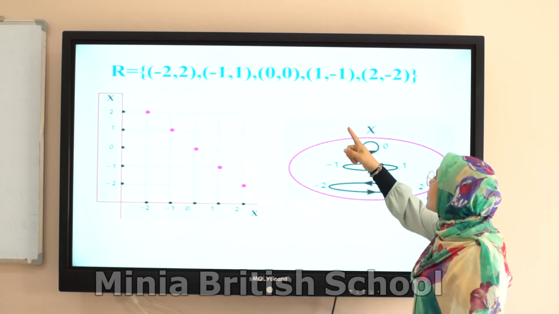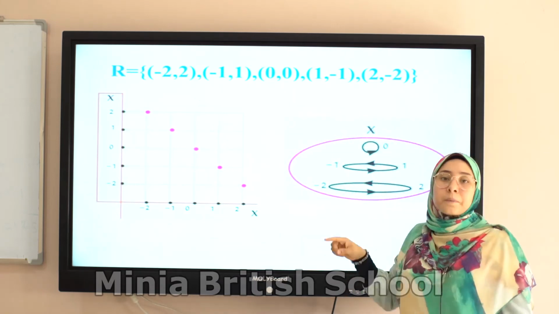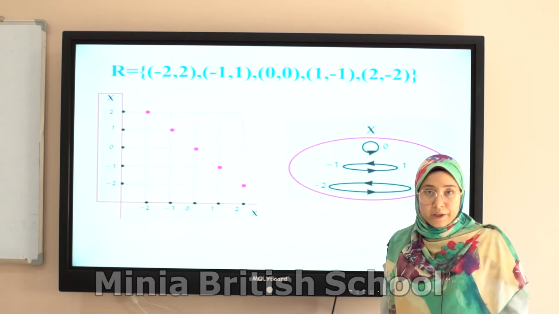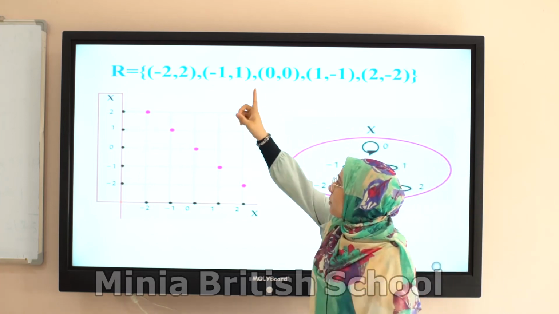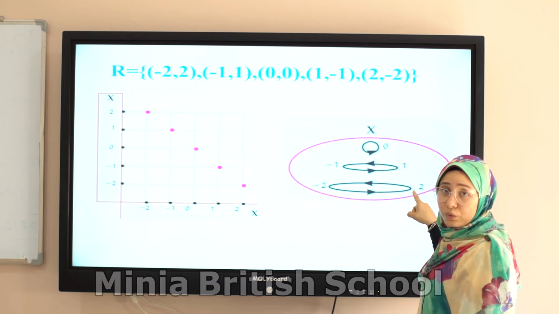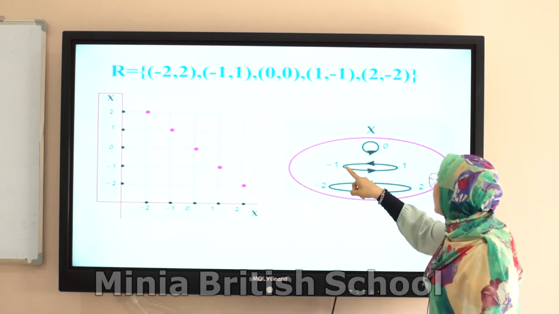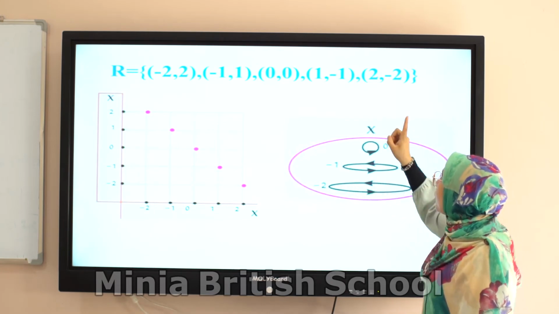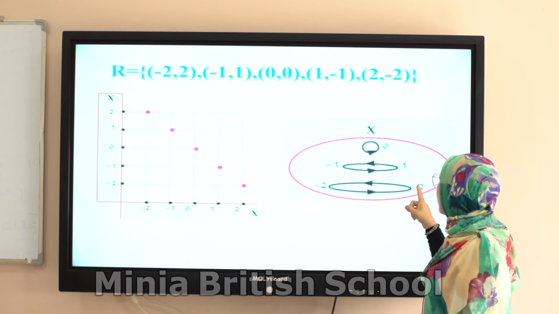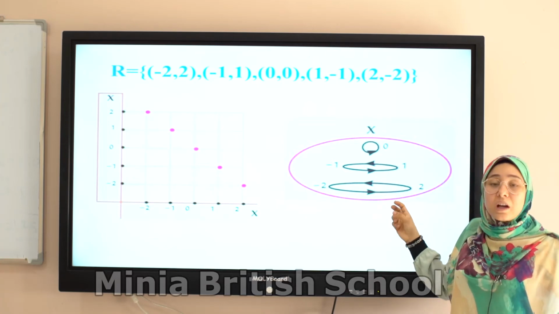I will represent each ordered pair by a loop to show this arrow goes and returns to the same point. Here the ordered pair negative 2 and 2. Here negative 1 to 1, and 1 to negative 1, and 2 to negative 2, okay? So this represents the arrow diagram.